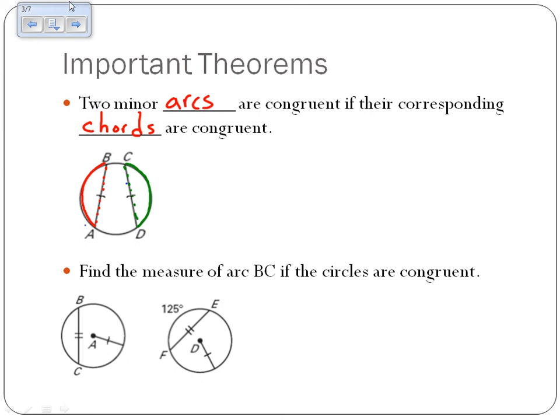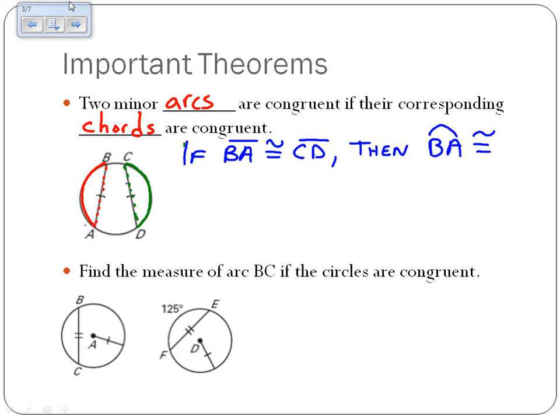If the chords are the same, so if BA, the chord, sorry. Let me do this in blue, actually. If BA, the chord, is congruent to CD, the chord, then we know that the arc BA will be congruent to the arc CD. Remember, that's the symbol for arc.